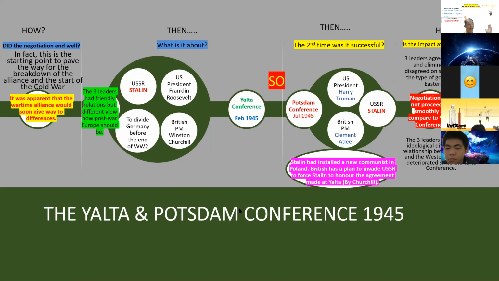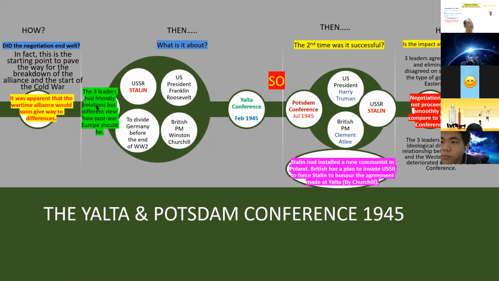Okay, so the Yalta Conference was in February 1945. Then they had three leaders: the US president, this one, and this one. So what were these three talking about? At that time, these three leaders were talking about dividing Germany before the end of World War II. Okay, I agree, I'm going to divide it into four parts.